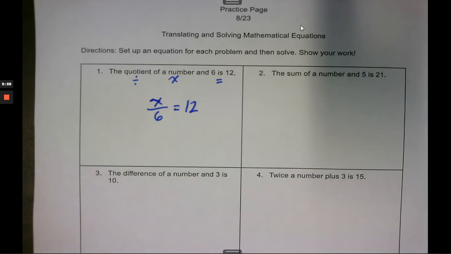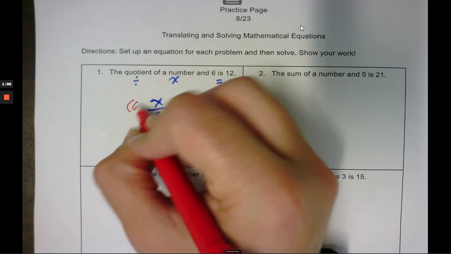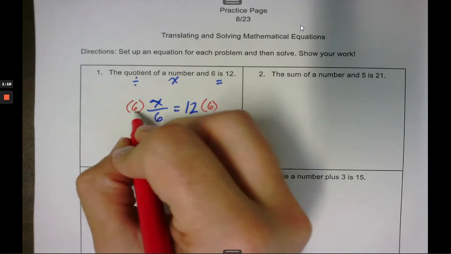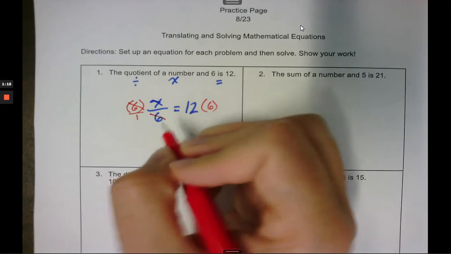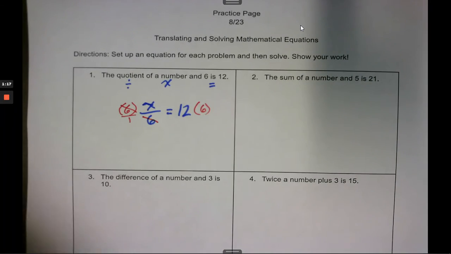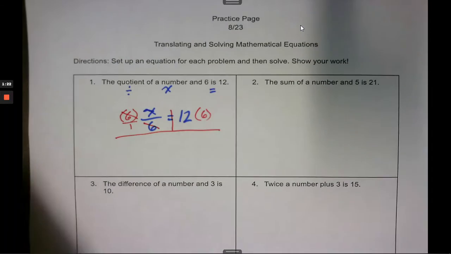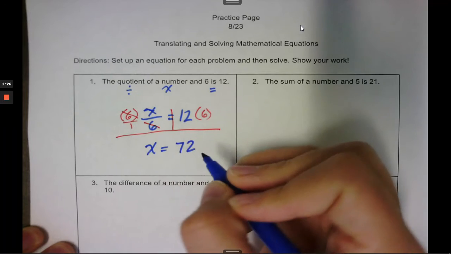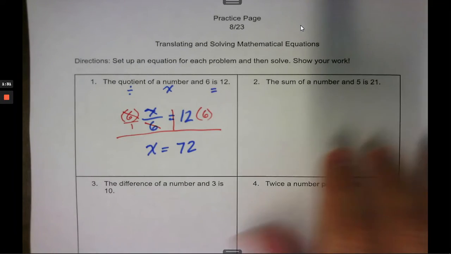And then to solve that, we need to do the inverse operation of dividing by 6, and the opposite of division is multiplication. So we're going to multiply both sides by 6. Okay? And what happens is you're really multiplying by 6 over 1, and 6 divided by 6 cancels out. Alright, and what that leaves us with is x equals 72, because 12 times 6 is 72. Okay? Alright, moving on to number 2.